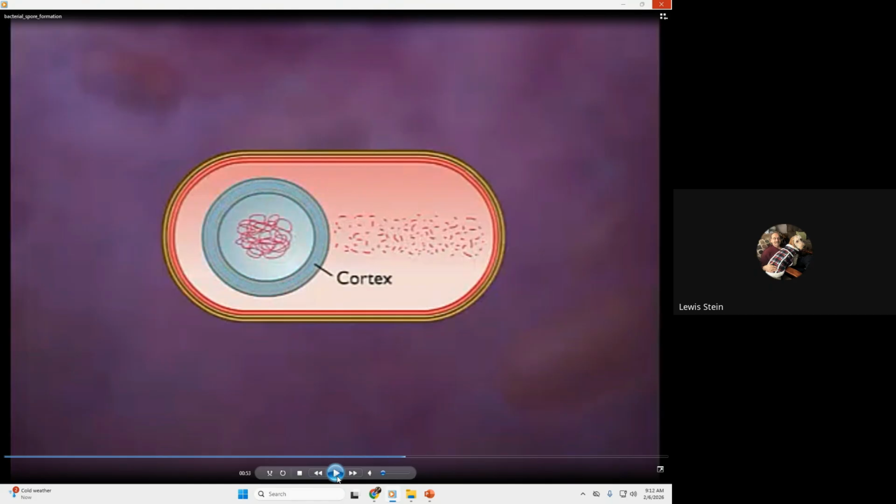And now that combination of the membranes with the peptidoglycan embedded in it, sandwiched in it, is called the cortex. So already we have a layer. Now inside, there's a couple of interesting chemicals. Think of it as dehydration.